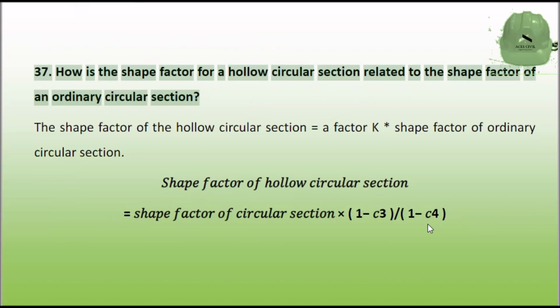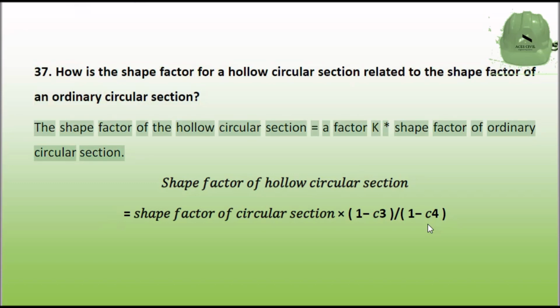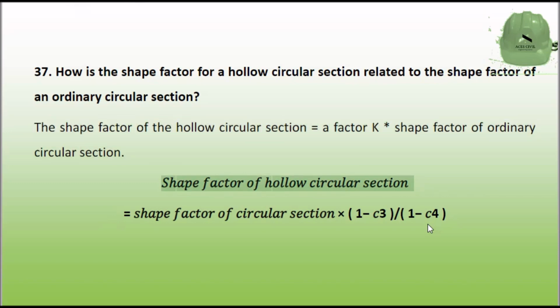How is the shape factor for a hollow circular section related to the shape factor of an ordinary circular section? The shape factor of the hollow circular section equals a factor k times the shape factor of the ordinary circular section. H equals H times 1.3 / 1.4.